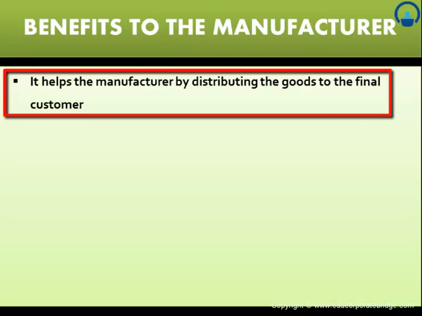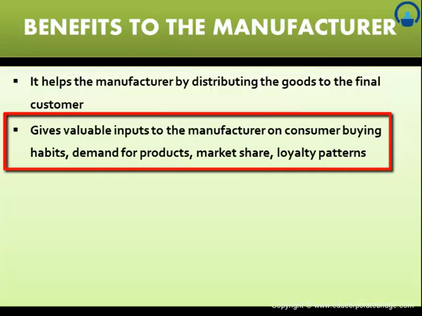Now let us see what the benefits to the manufacturer through retailing are. It helps the manufacturer by distributing the goods to the final consumer. A retailer, as an intermediary, helps the manufacturer to distribute its goods to the final consumer. It gives valuable inputs to the manufacturer on consumer buying habits, demand for the products, the market share, and the loyalty patterns. The customer feedback is generated through the retailer.